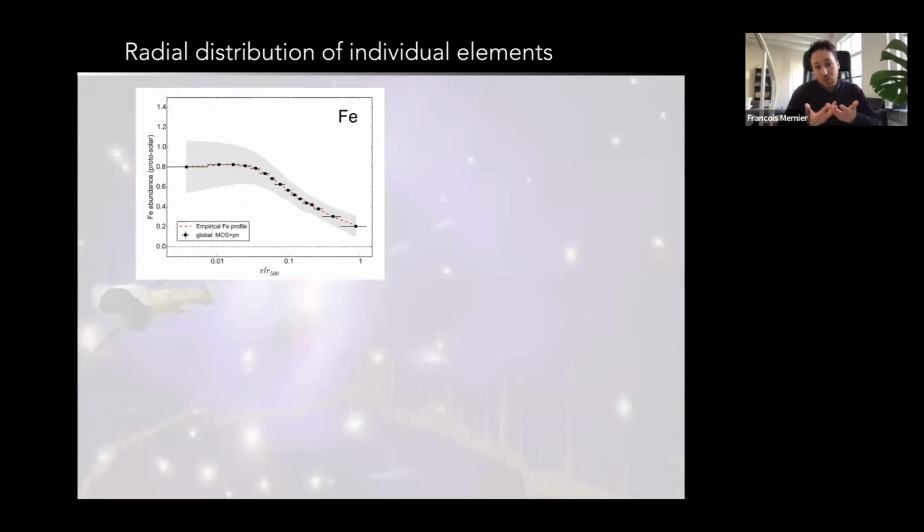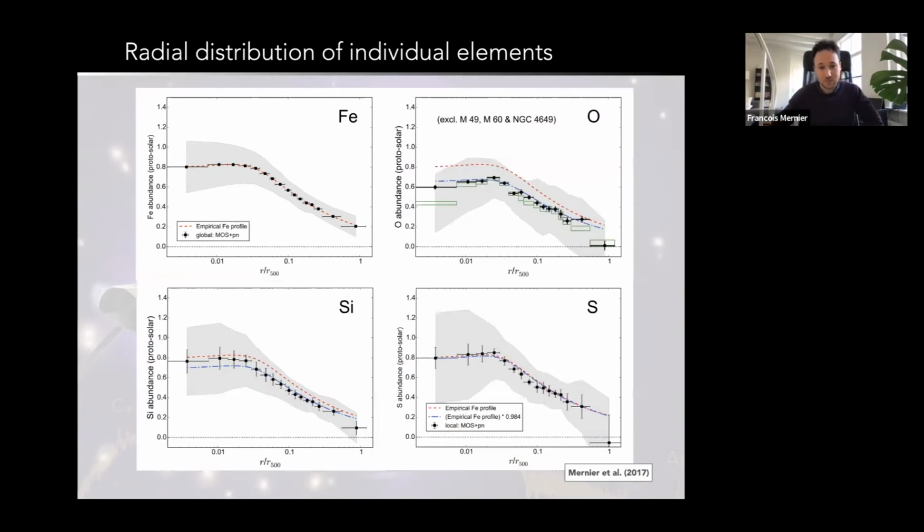Something else we can ask, which is related to the chemical composition, is the following. I showed you this plot, which shows the central peak of iron, and I explained that this was mainly attributed to delayed type 1a enrichment in the core, probably from the BCG. Now we may wonder whether we have the same with alpha elements, which are created not by type 1a but by core collapse supernovae. If we do that, surprise, surprise, we find exactly the same peak appearing here.